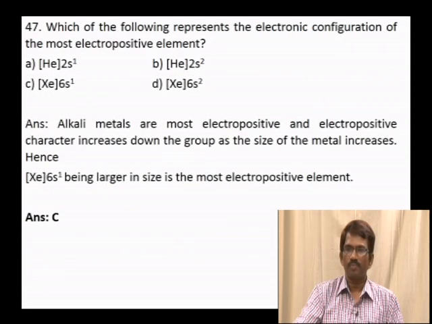In question number 47, which of the following represents the electronic configuration of the most electropositive element?